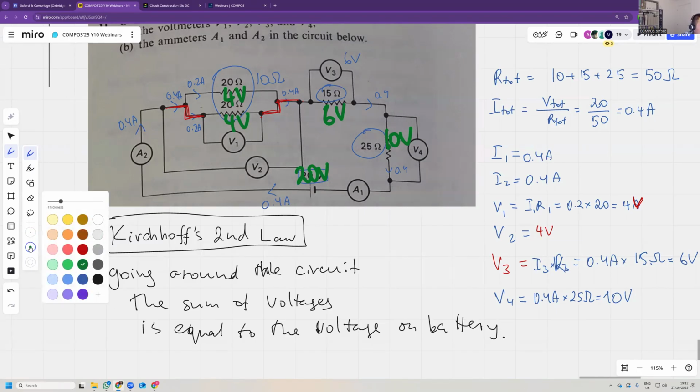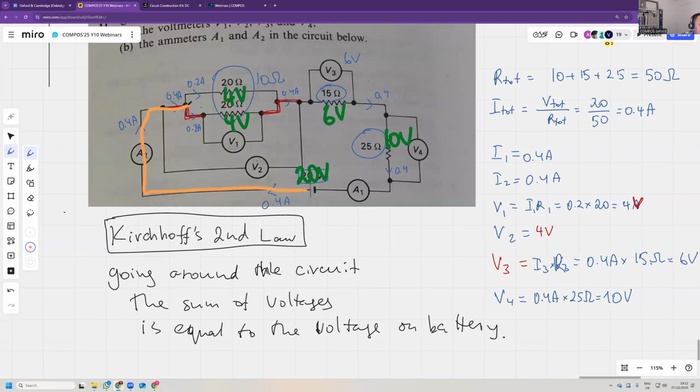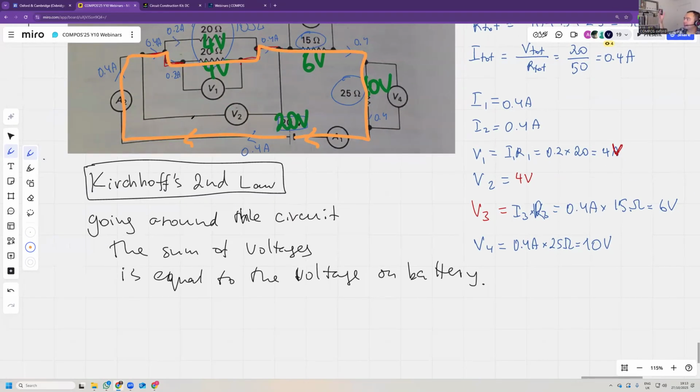So what does that mean? That means if I take a route, so I start from the battery, and I literally walk around the circuit, I have 4 plus 6 plus 10 volts, which must equal 20 volts, and it does.